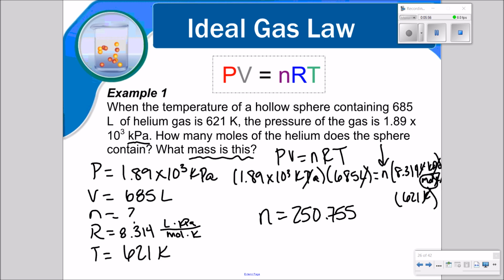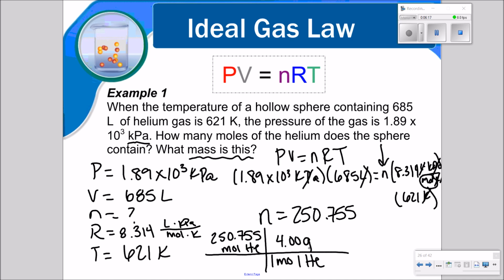Okay, so I'm going to go ahead and convert this into grams of helium. So if I've got 250.755 moles of helium, 1 mole of helium is going to be 4.00 grams of helium. And with significant digits at the end, I converted it into scientific notation, and I get 1.00 times 10 to the third grams of helium.